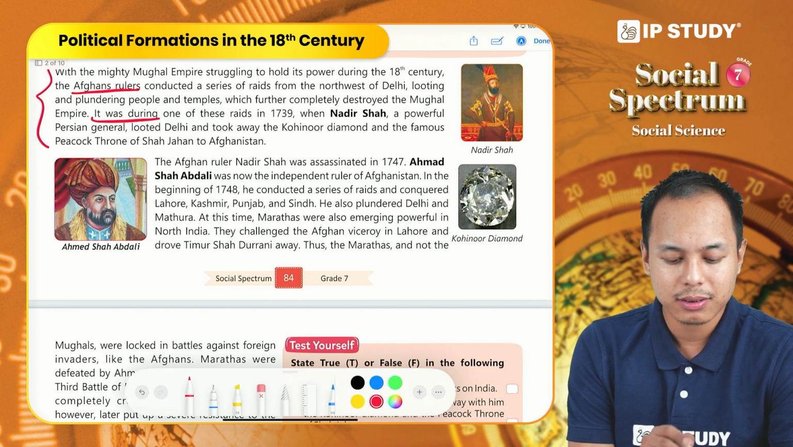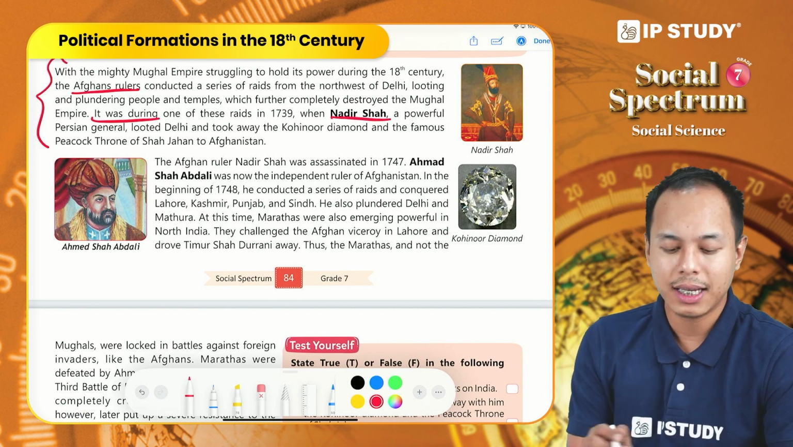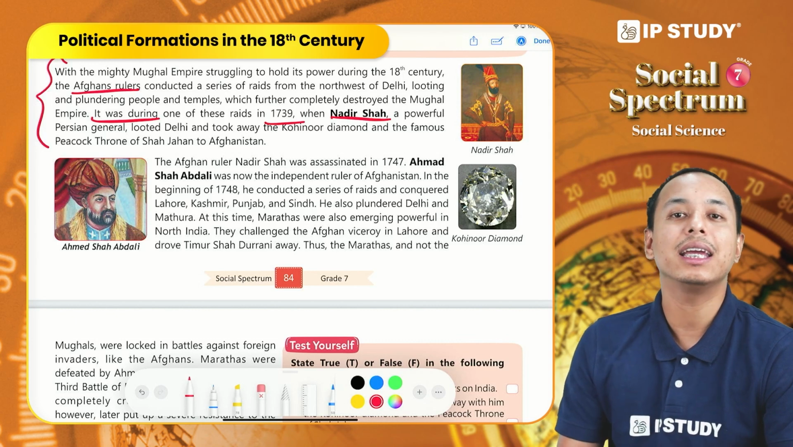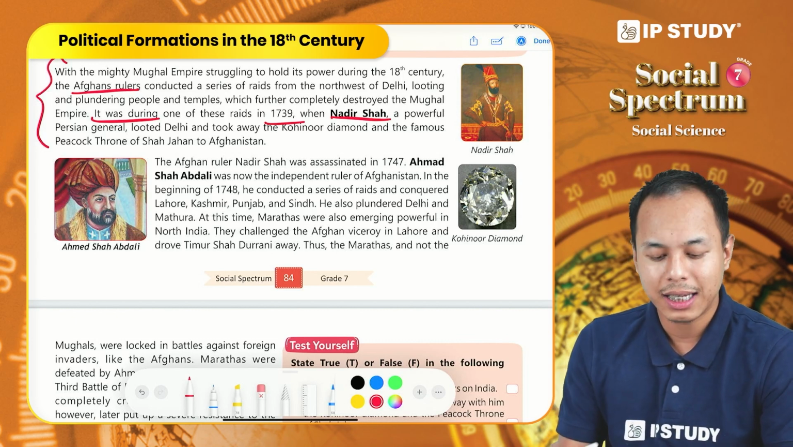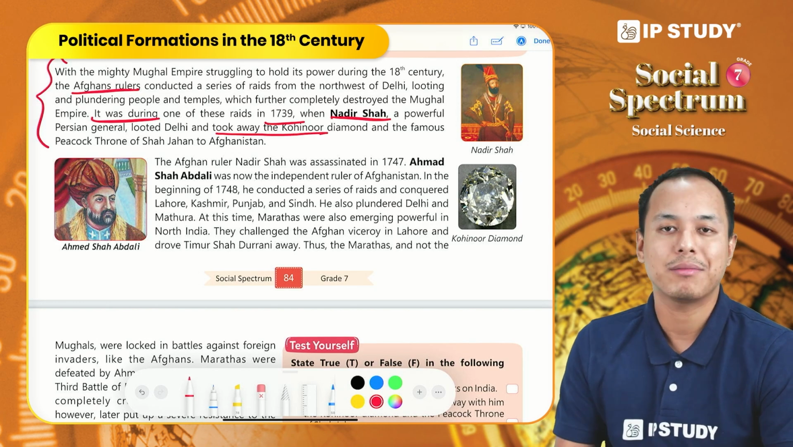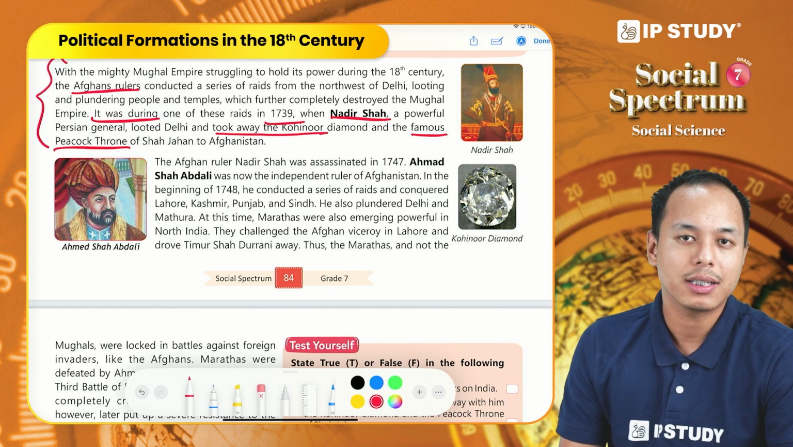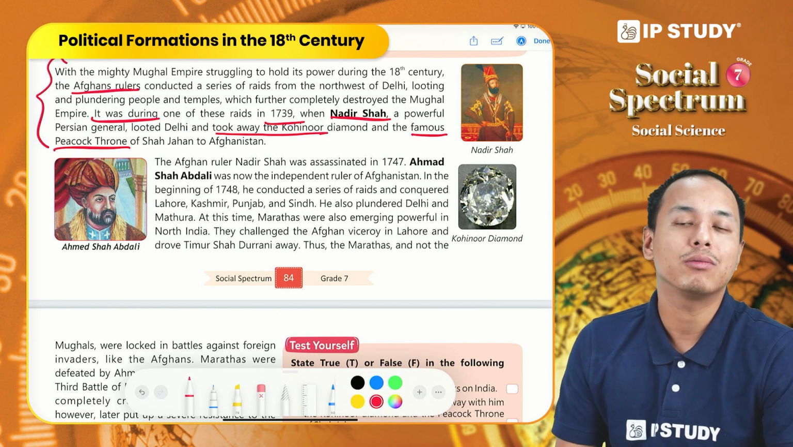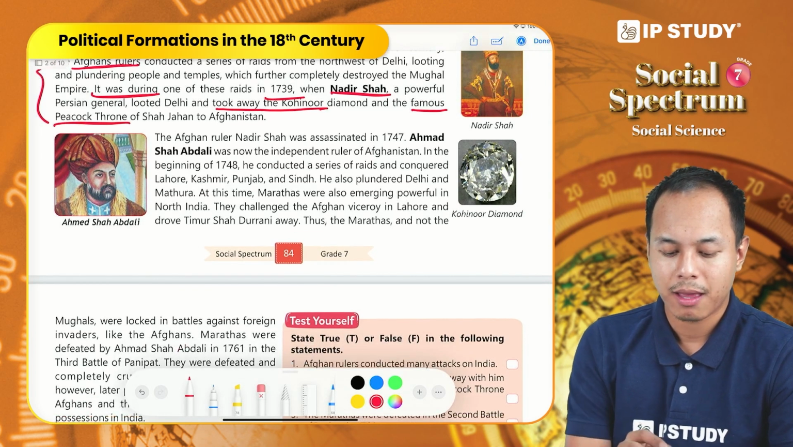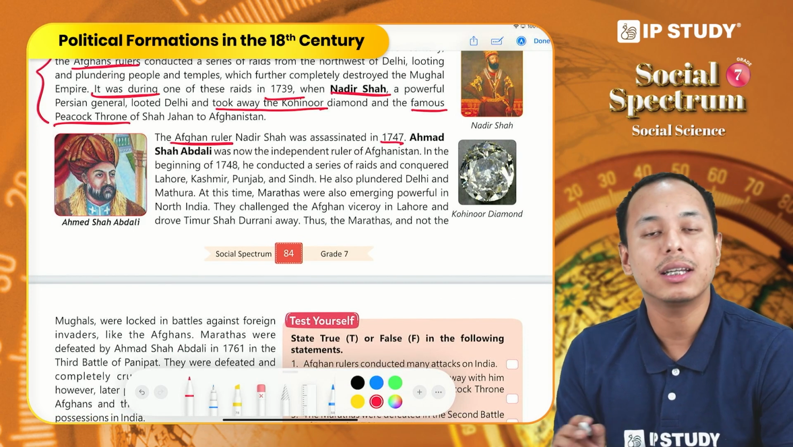One case was that of Nadir Shah, a Persian general. In 1739, he attacked and looted Delhi, and at this time he took away the Kohinoor diamond and the famous peacock throne of Shahjahan to Afghanistan. So they came, they invaded, they plundered, and they took away wealth from India. Nadir Shah was assassinated in 1747.